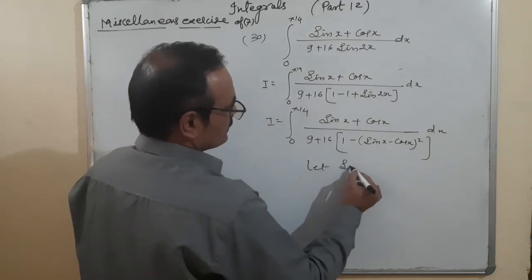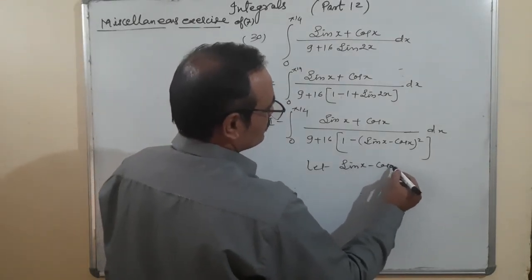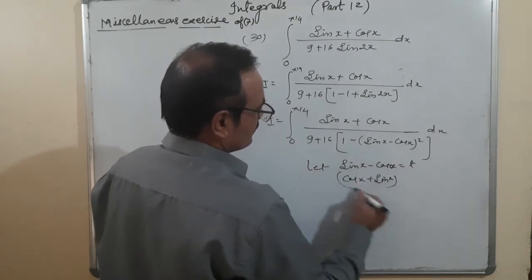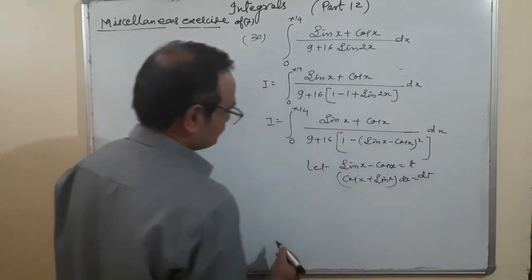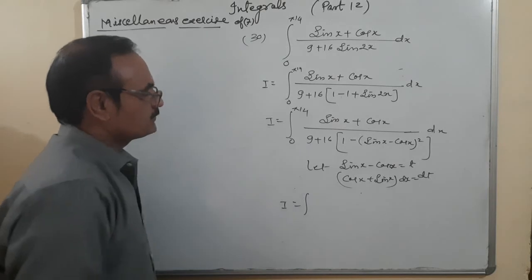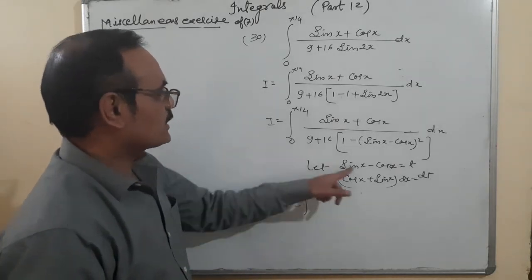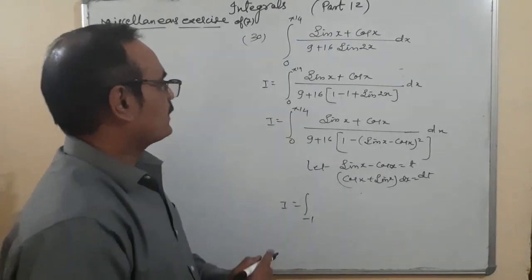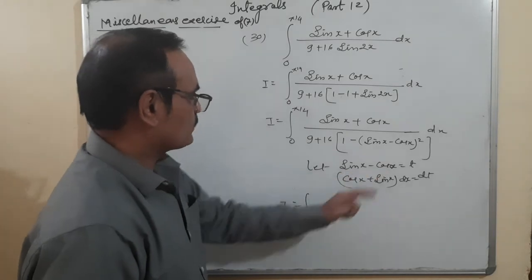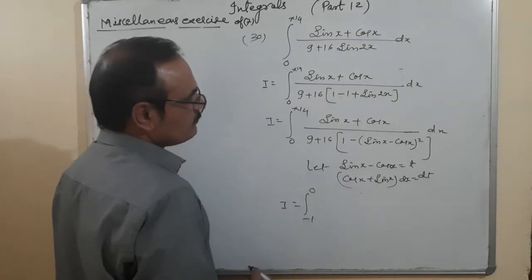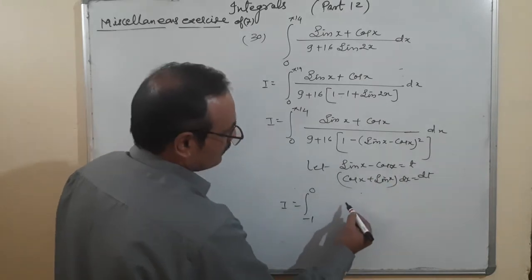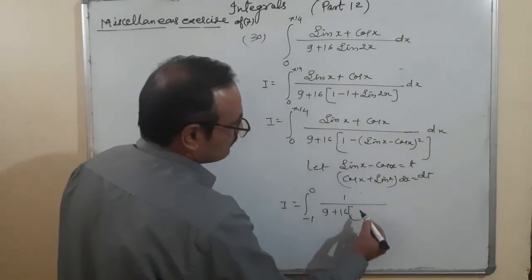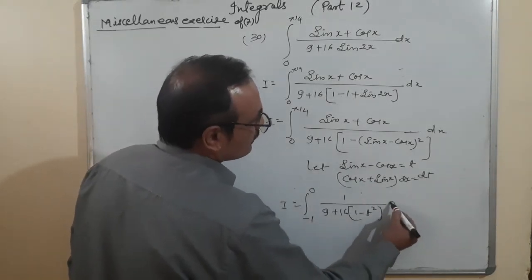Let sin x minus cos x is equal to t. So (cos x plus sin x) dx is equal to dt. I is equal to the limit, when I put 0, sin 0 is 0 and cos 0 is 1, so that means it is minus 1. At pi by 4, 45 degrees, 1 upon root 2 minus 1 upon root 2, it is 0. And 1 upon 9 plus 16 times (1 minus t square) dt.